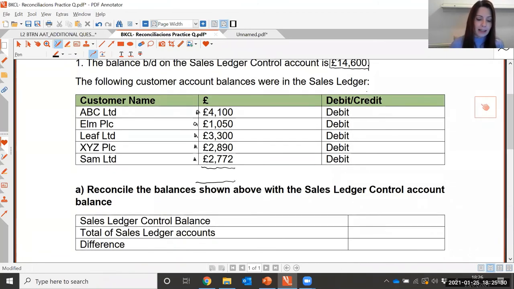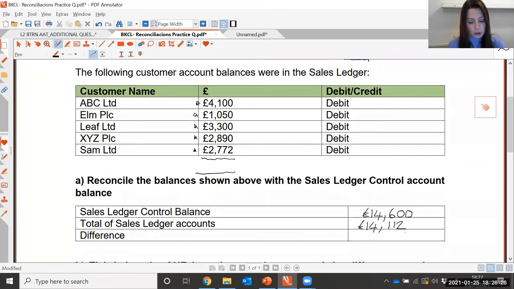So part A, reconcile the balances shown above with the sales ledger control account balance. So first of all, we need to enter the balance of the sales ledger control account. So what would we put here? Yeah, so this is just the 14,600 taken from the question. Okay, what's the total of the sales ledger account? And let me know if any of you have any problems with this. Yeah, 14,112. So you can see the total of the sales ledger is lower than the total in our sales ledger control account. So what's the difference? Good.